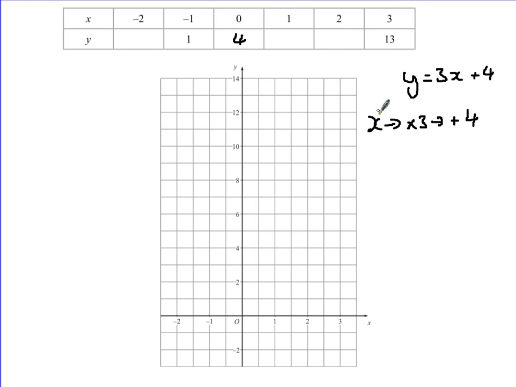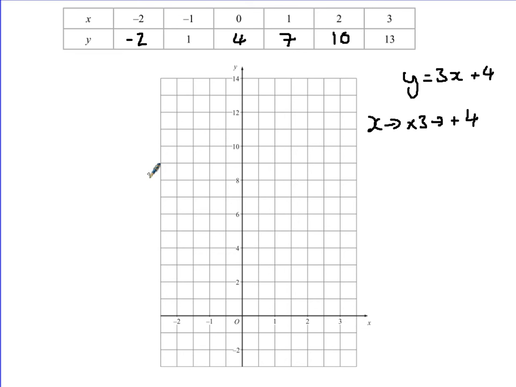X coordinate is 1, so 1 times 3 is 3, add 4, 7. 2 times 3 is 6, add 4, 10. If you're not great with minuses, what you can do is look at a pattern, and it's actually going down by 3's each time. So if you take 3 off that, you'll get minus 2. Equally the other way, minus 2 times 3 is minus 6, add 4 on, gives you minus 2.